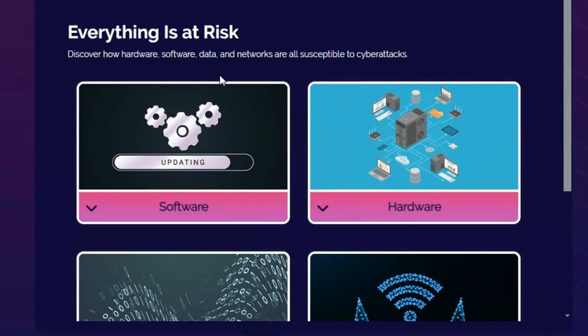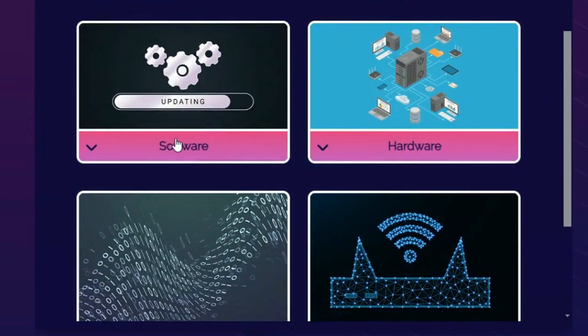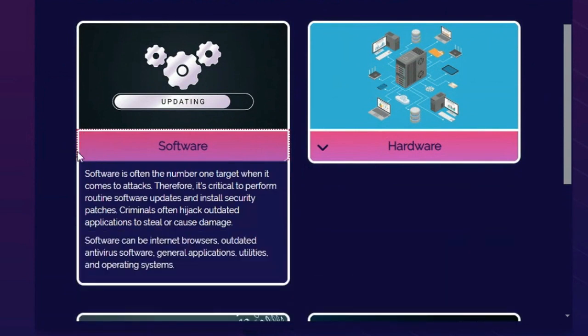All right. Everything is at risk. Boy, ain't that the truth. Discover how hardware, software, data, and networks are all susceptible to cyber attacks. Let's look at software. Software is often the number one target when it comes to attacks because of the programs you're running on your network, so it's critical to perform those routine software updates.